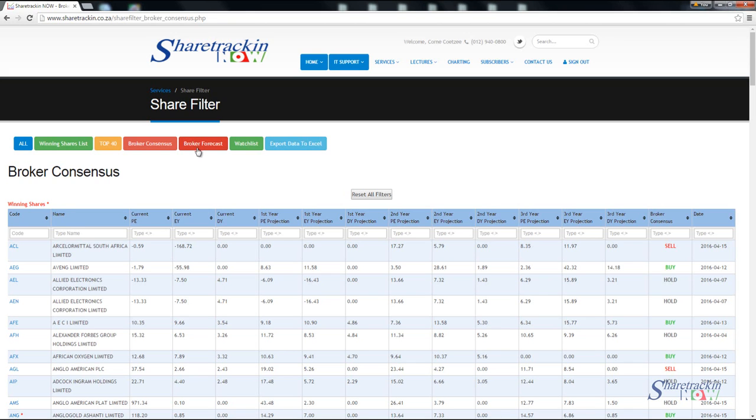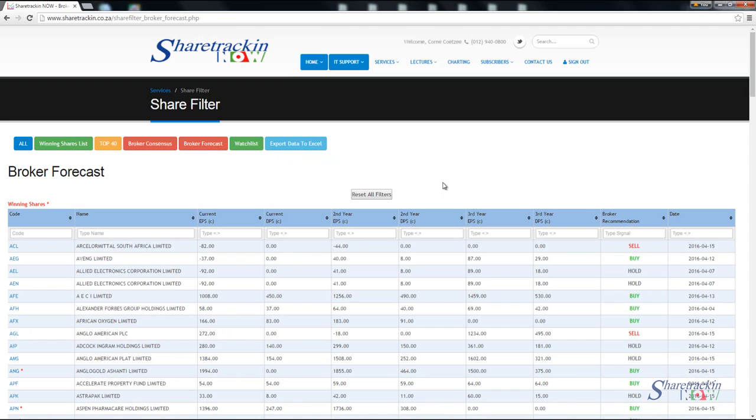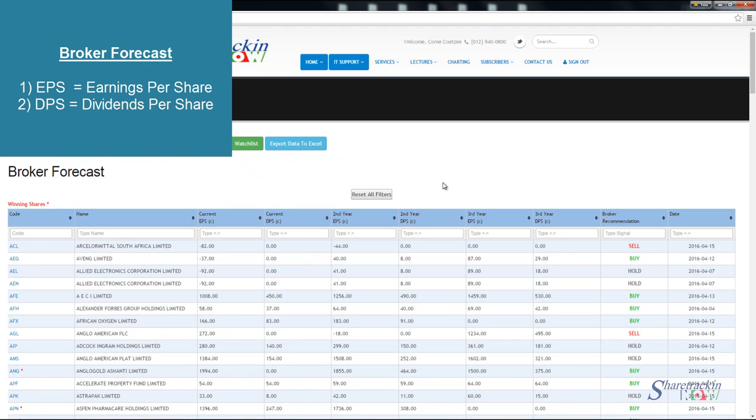If we then click on the broker forecast, and this one is quite nice. This one focuses on 2 things and not 3 things as in the broker consensus. Here we only focus on the earnings per share and on the dividends per share. Once again, please refer back to the fundamental lecture, the 8 relationships, for an in-depth analysis on how these things are calculated.